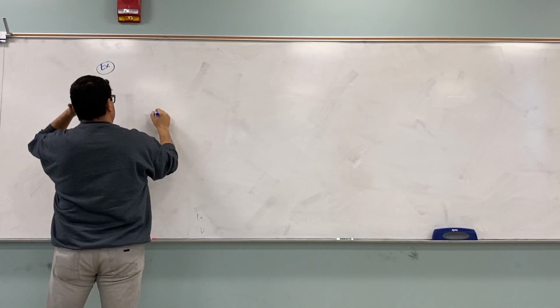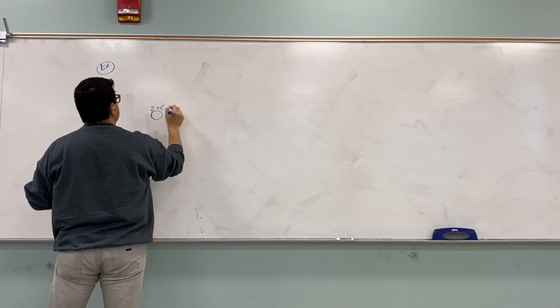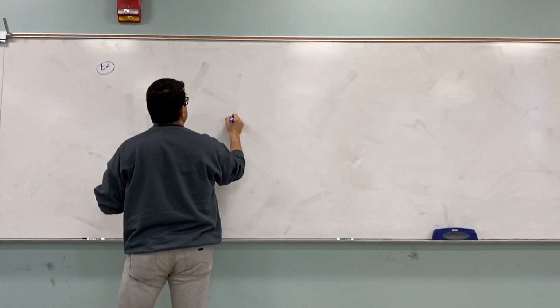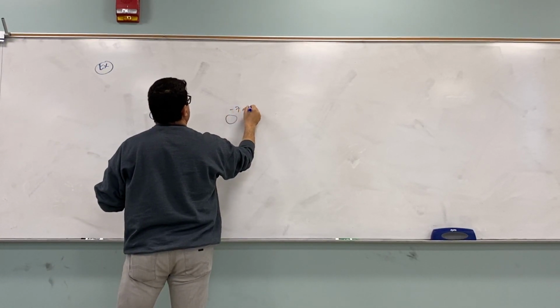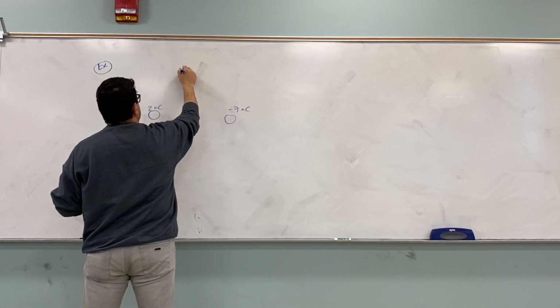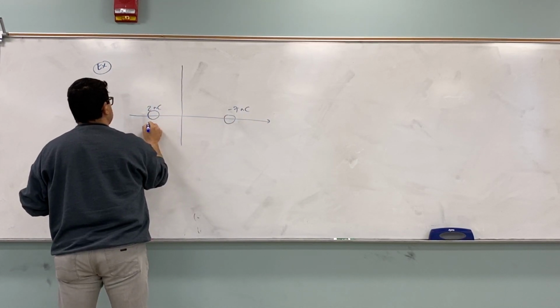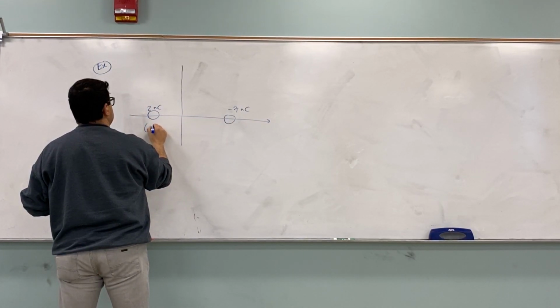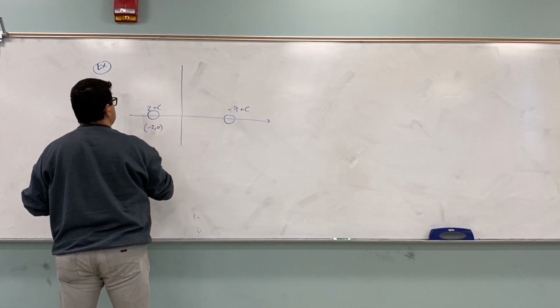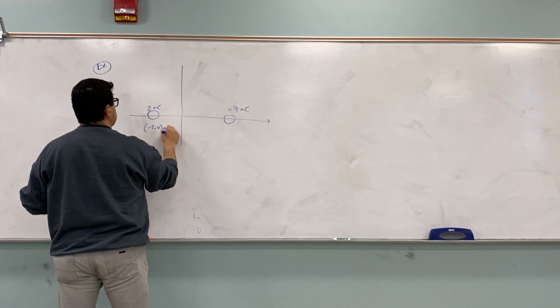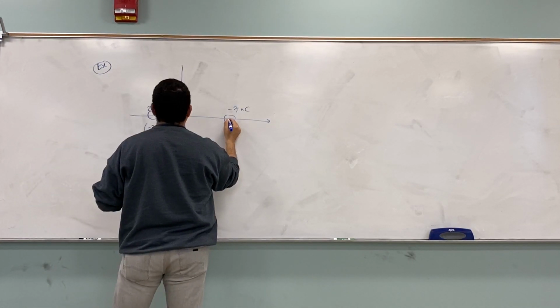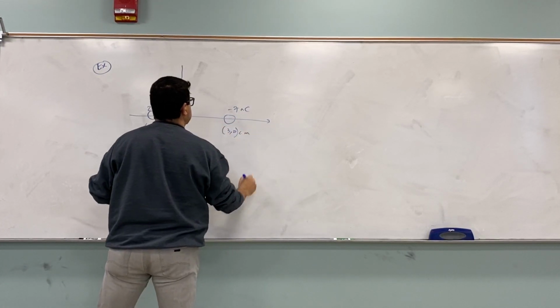Let's say 2 nanocoulombs, and then let's say this is -7 nanocoulombs, and then put it on the number line somewhere. So let's say this is -20 centimeters, and then let's say this is 30 centimeters.